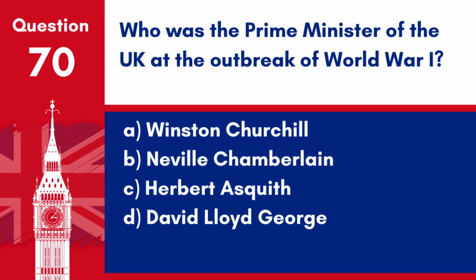Question 70. Who was the Prime Minister of the UK at the outbreak of World War I? A. Winston Churchill. B. Neville Chamberlain. C. Herbert Asquith. D. David Lloyd George. Answer. C. Herbert Asquith. H. Asquith was the Prime Minister at the outbreak of World War I in 1914, later succeeded by David Lloyd George during the war.